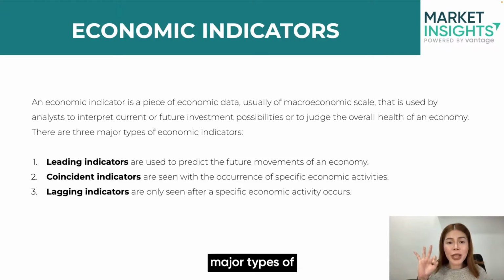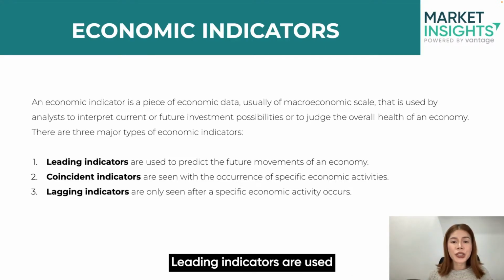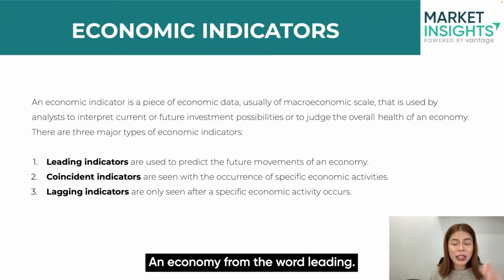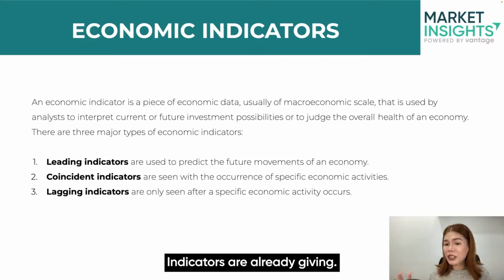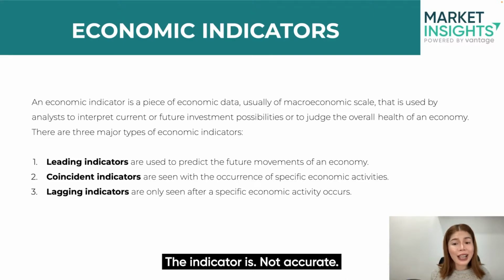We have three major types of economic indicators: leading, coincident, and lagging. Leading indicators are used to predict the future movements of an economy. From the word leading, before the market moves, the leading indicators are already giving us warning. But the downside is, even though they are advanced, the indicator is not accurate.